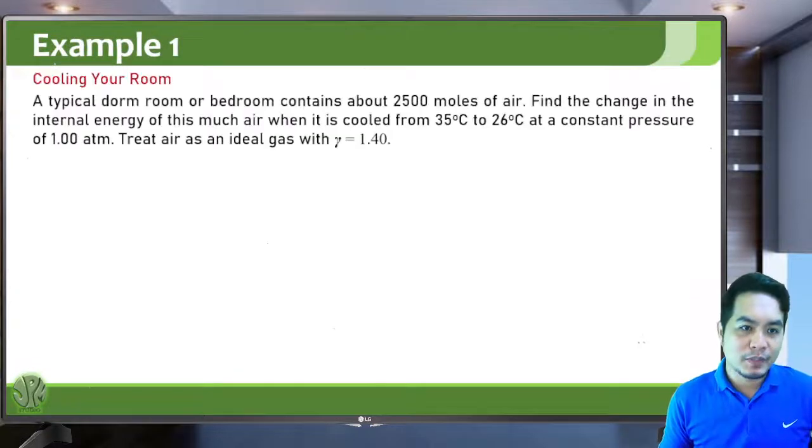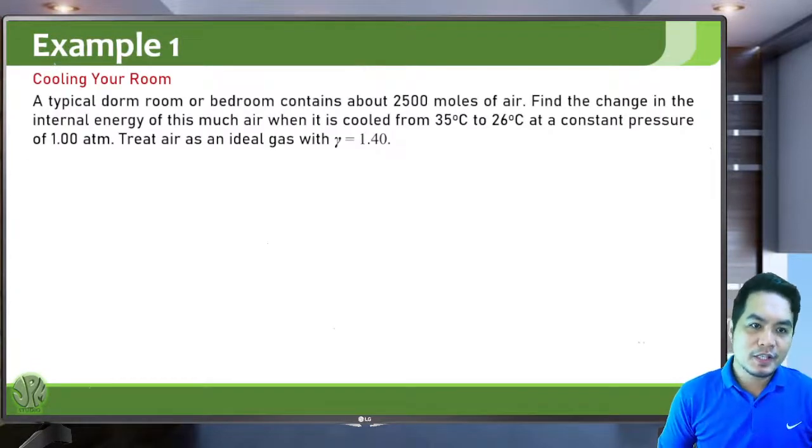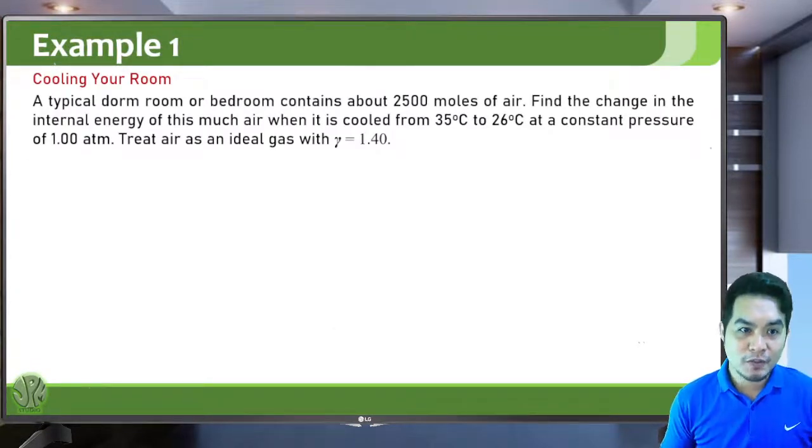So let's have an example. This is an example of cooling your room. A typical dorm room or bedroom contains about 2,500 moles of air. Find the change in the internal energy of this much air when it is cooled from 35 degrees Celsius to 26 degrees Celsius at a constant pressure of 1 atm. Treat air as an ideal gas with gamma equal to 1.4.